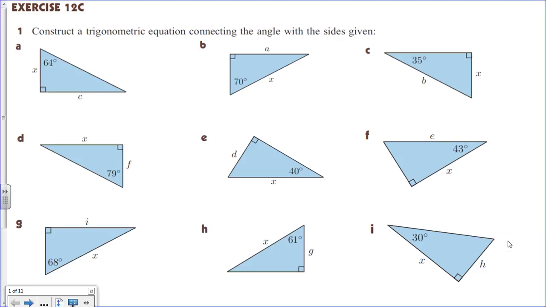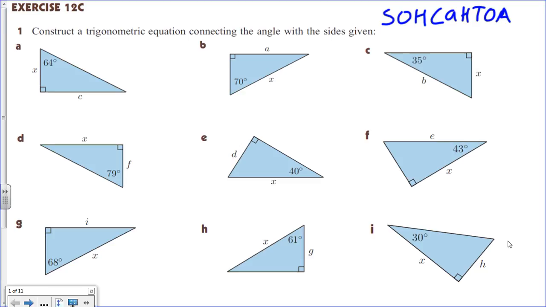Okay, we're looking here at constructing trigonometric expressions. So the first thing I want to talk about is this thing called SOHCAHTOA. That's sine equals opposite over hypotenuse, cosine or cos equals adjacent over hypotenuse, tan equals opposite over adjacent.